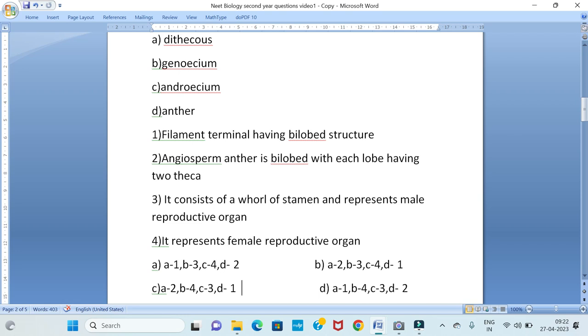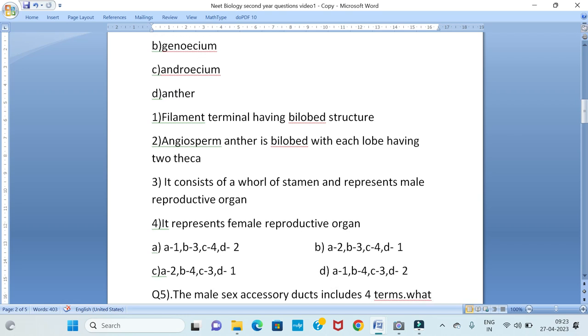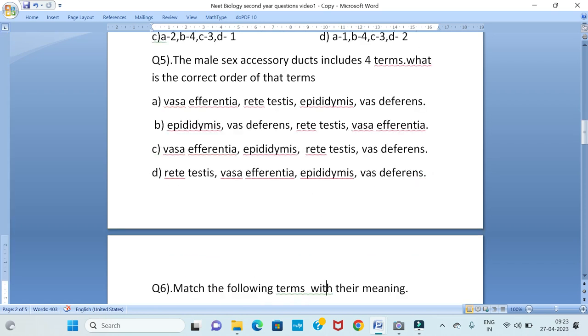Here ant is related to anther, bilobed. Some ants will come onto our bed if we leave some sweet items on the bed. The ants will come to the bed, bilobed. Like that you can remember. If you think, you get so many easy tips.